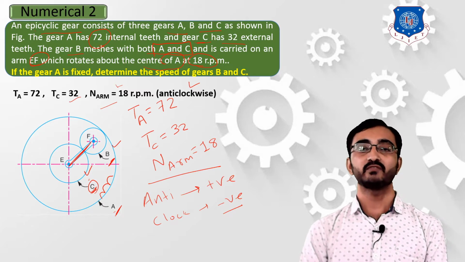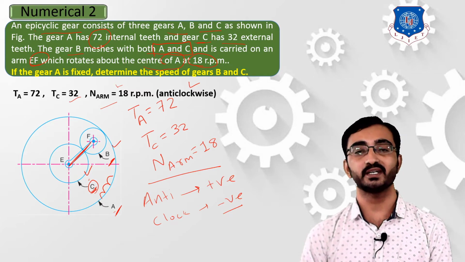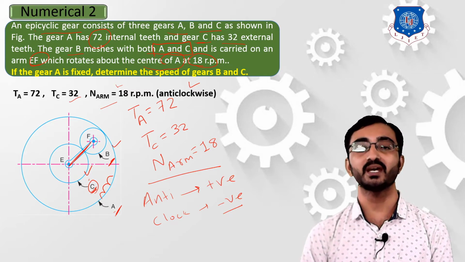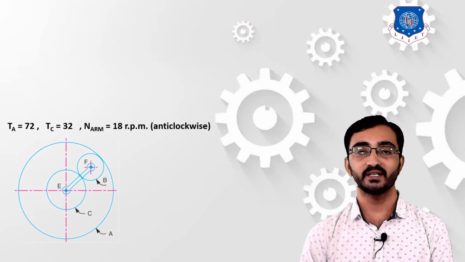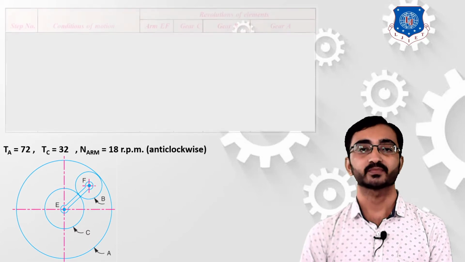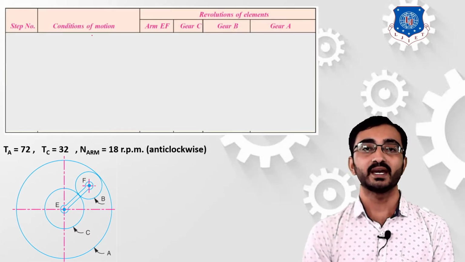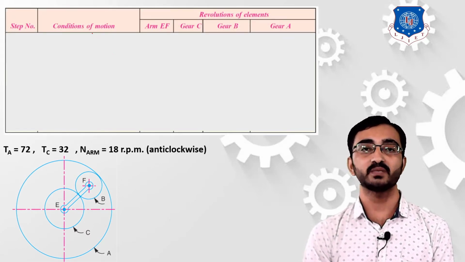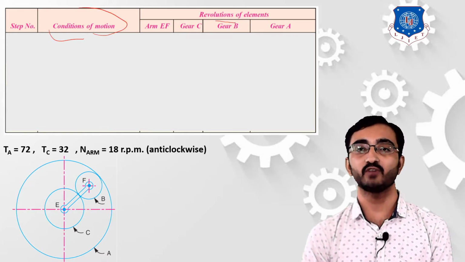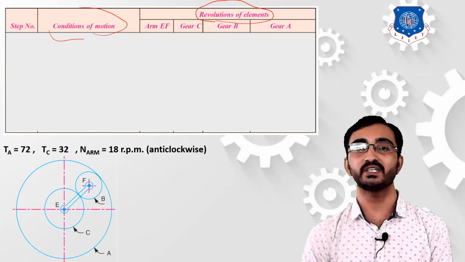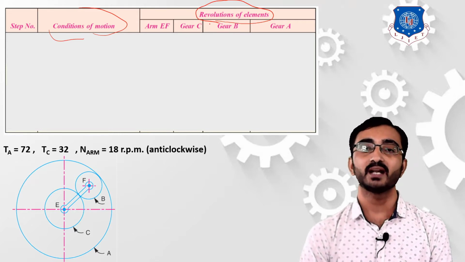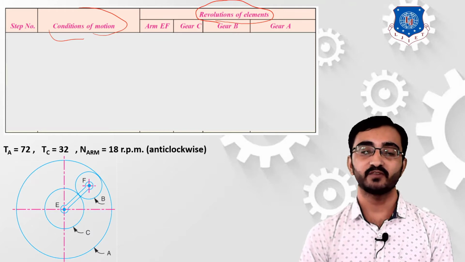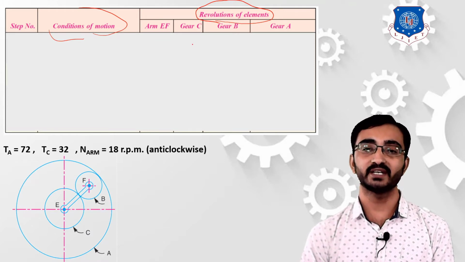In that case we have to draw a table containing the condition of motion and the revolution of each and every element. So let's draw a table for this assembly. The first column contains the condition of motion and the second column contains the revolution, or RPM, of each element. Over here we have to make a list of the RPM of all the elements, so let's first list out each element.